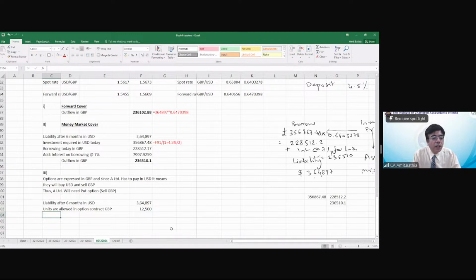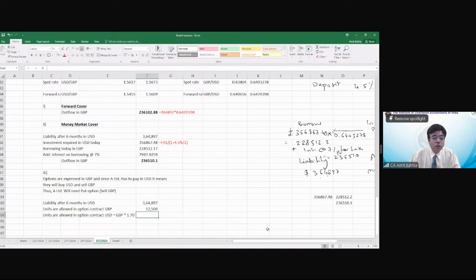How much will be the USD? What is the exercise price? Do I know what is the exercise price? So $1.7 per GBP. Exactly. In USD will be equal to GBP into 1.70, which is my exercise price, right? So it's going to be 12,500 into 1.70. So I get 21,250 as the USD covered in each contract.